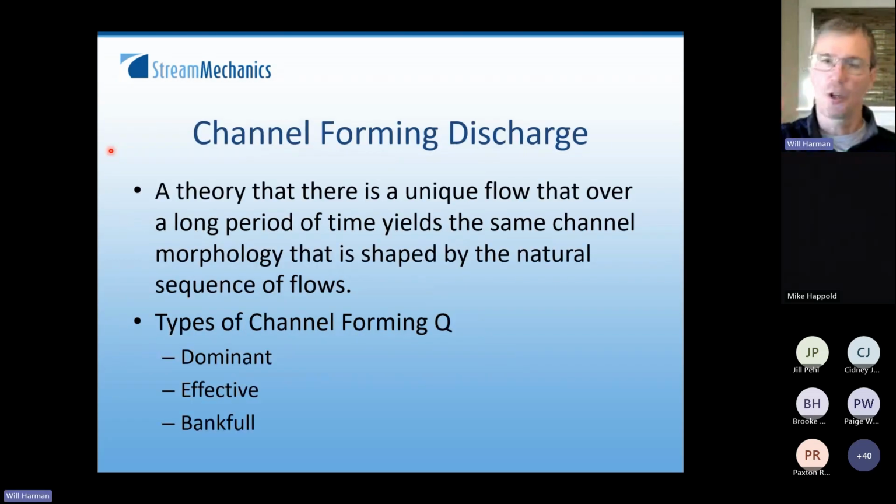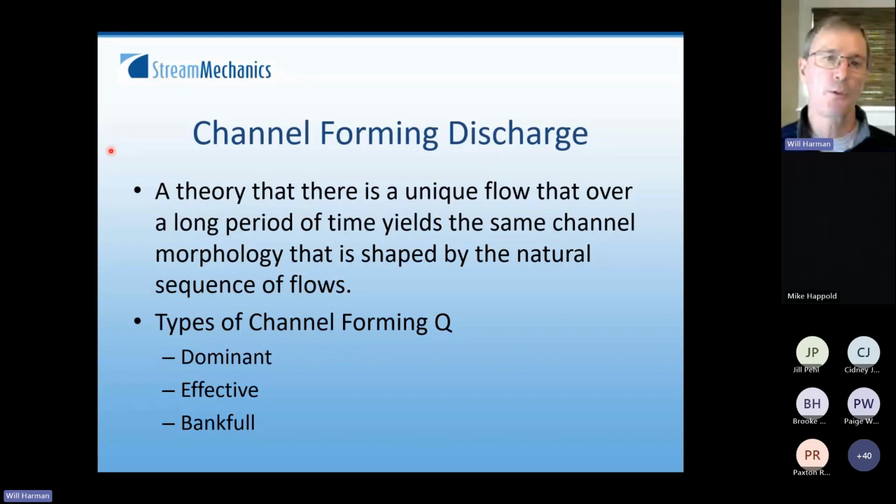So I'll just start quickly with some definitions. So Bankfull fits underneath this theory of channel forming discharge that just notes that it is a theory that there's this unique flow, so a single flow that over a long period of time would yield the same channel morphology that is shaped by the natural sequence of flows. So this Bankfull discharge, or the idea here, is that you could size a channel off of this one discharge and get the same answer as if you analyze the full range of flows and what its impact would be on the central tendency of channel size.